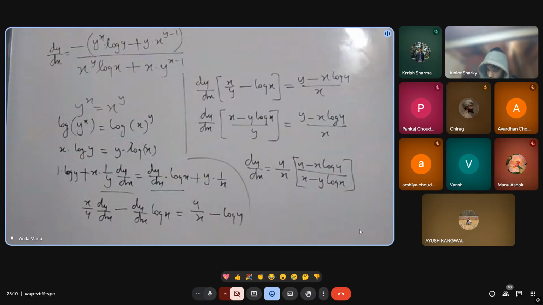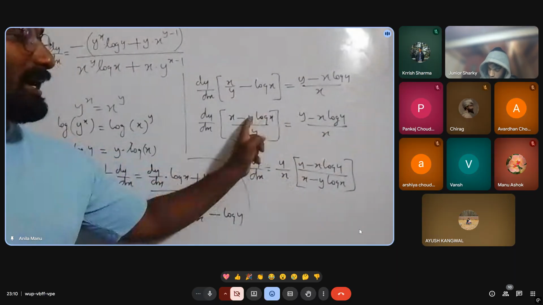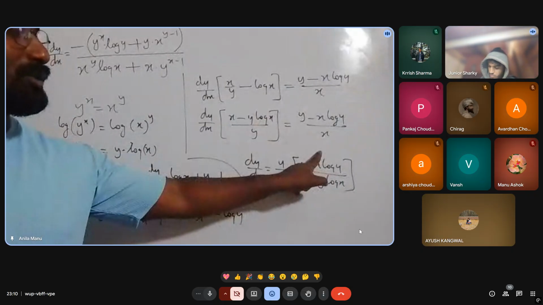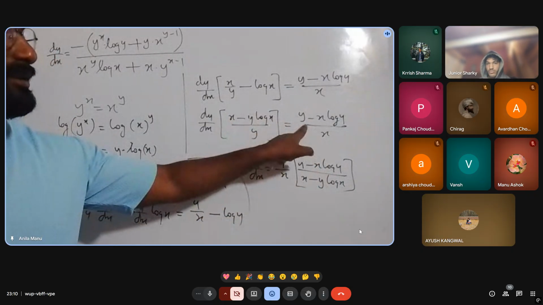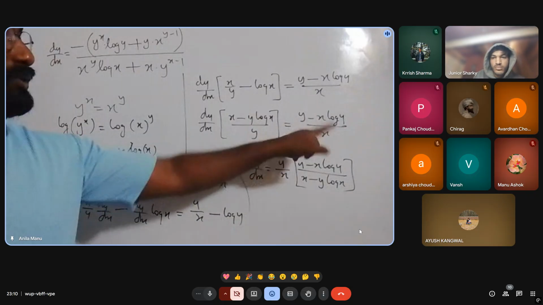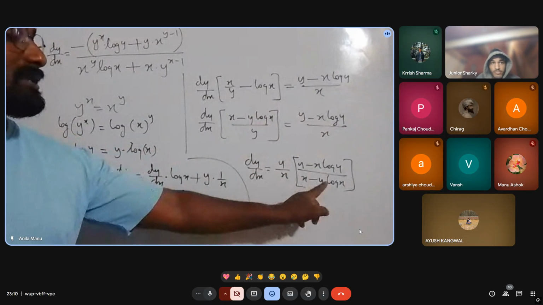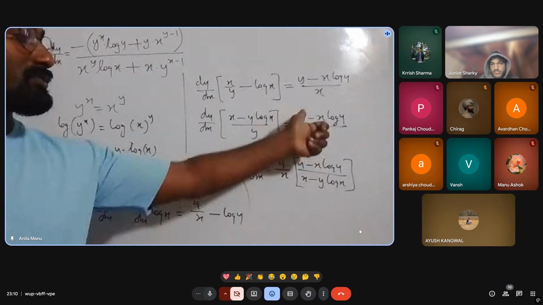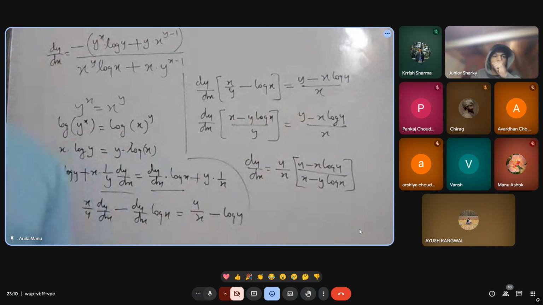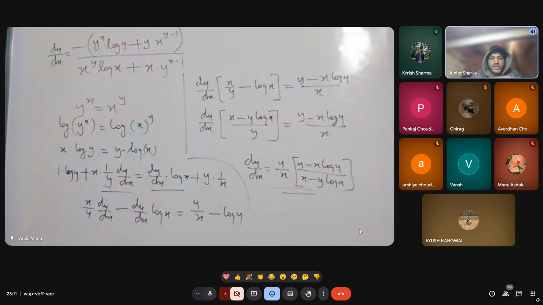Tell me those who have any doubt. This one fraction divided by this one. So when you do like that, what will you get on the right side? This one into the reciprocal of this one, that is y by x minus y log x. So by comparing, you will get y by x into this one by this one. Okay, sir.